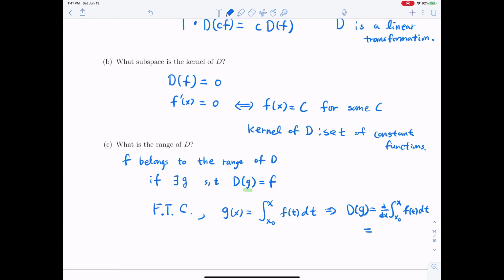But this indeed equals f of x. So we can tell that the range of this function D is in fact the whole space W, which is the set of continuous functions.